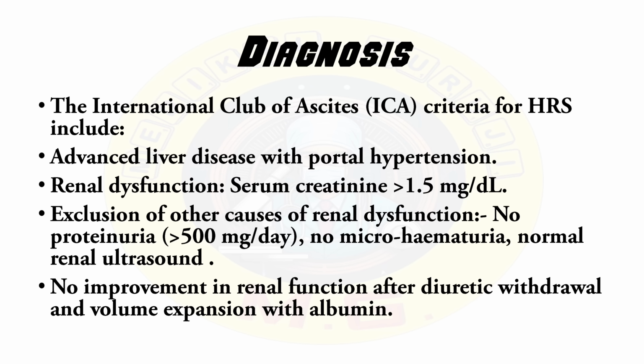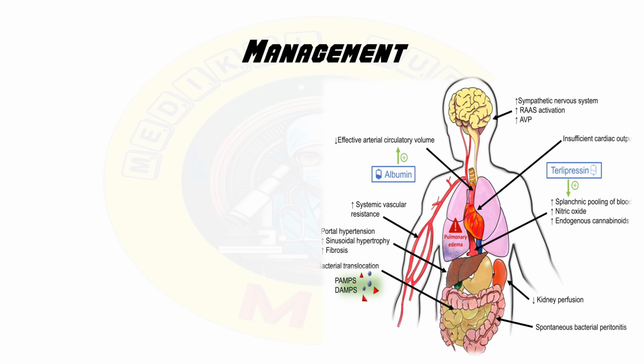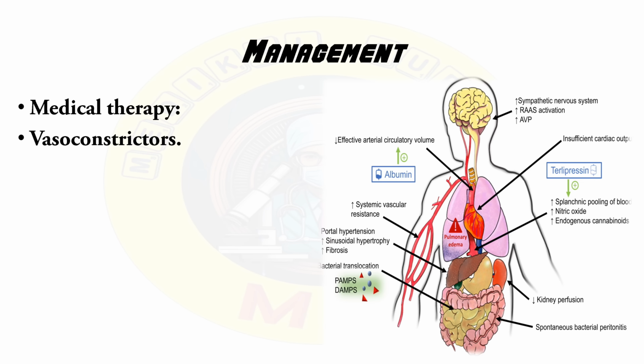Management of hepatorenal syndrome is challenging and it requires a multidisciplinary approach. Some key strategies include medical therapy, including vasoconstrictors, that is terlipressin, midodrine, or octreotide, which are used to counteract systemic vasodilation and improve renal perfusion. Second is albumin, that is used for volume expansion and to improve circulatory function.